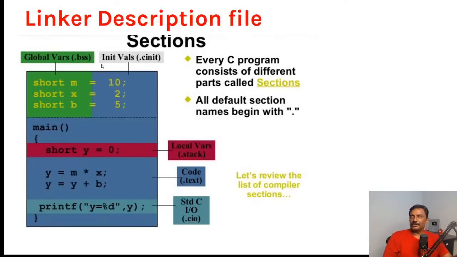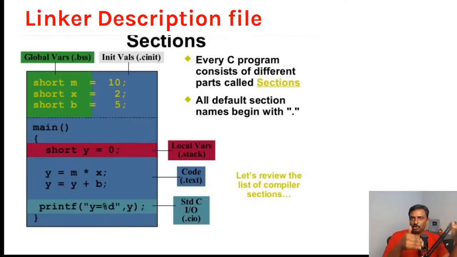You could find this when you run a Keil compiler. When you run the compiler, it will give you the .bss sections, what the size is, and the .cinit, what the size is. The main program's local variables are called .stack. And the expressions, the actual code, is .text. And standard input output, STDIO, is .cio. These are all the sections of the C code.